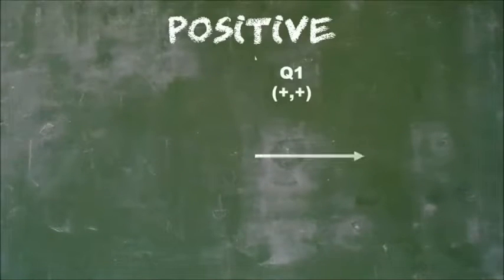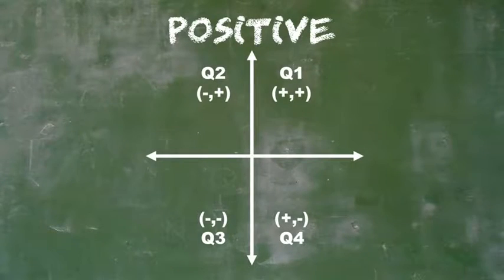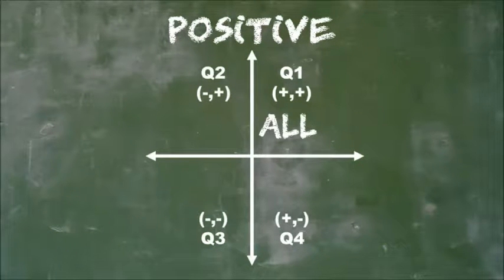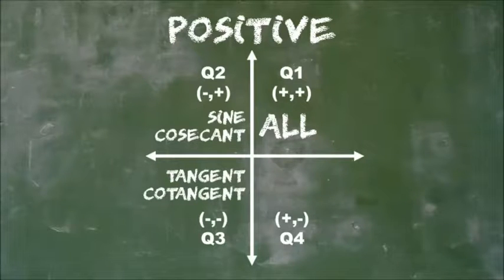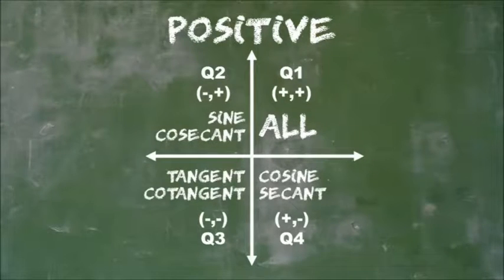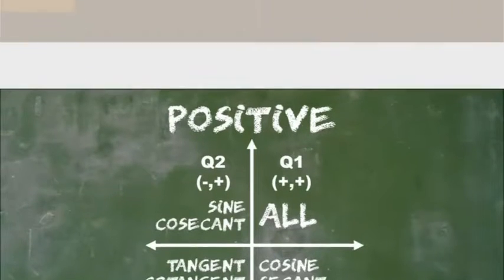In the unit circle, there are only certain quadrants where the trigonometric functions could be positive. For quadrant 1, all of the trigo functions can be positive. For quadrant 2, sine and cosecant are the only ones that can be positive. In quadrant 3, tangent and cotangent could be the only ones positive. And for quadrant 4, secant and cosine can be the only ones that can be positive.